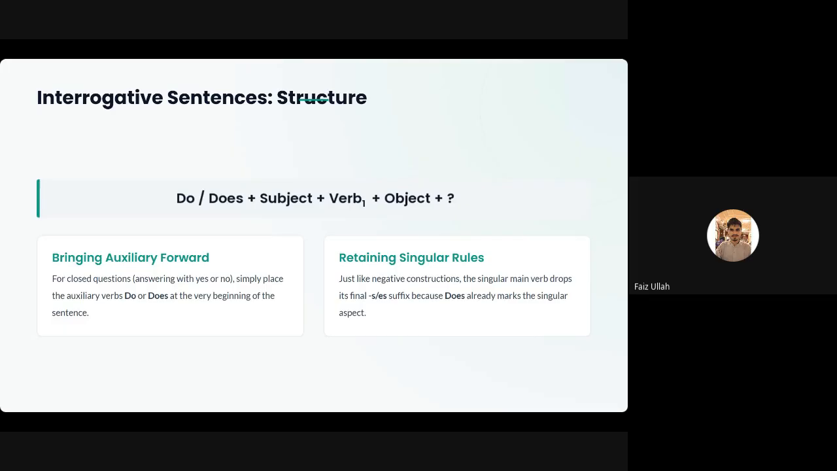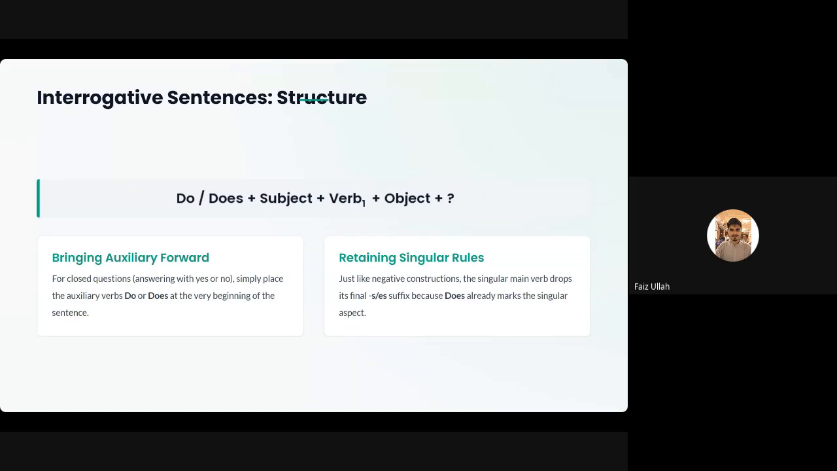But when you are using Ali, for example, you are asking about Ali, here you will be using does. Does Ali go to gym? Yes, he does. No, he does not. Okay, he does not go to gym. He goes to the playground and he plays soccer.